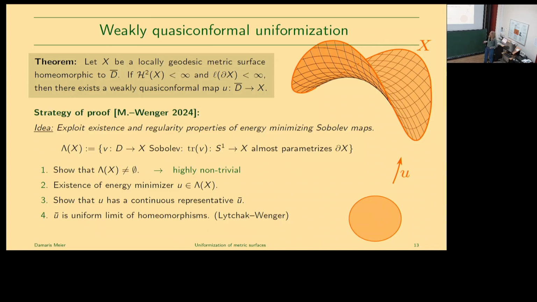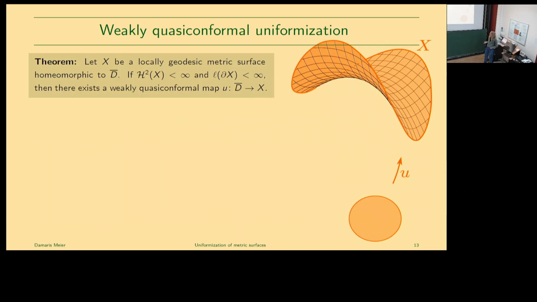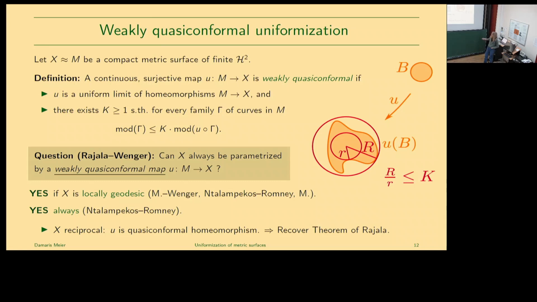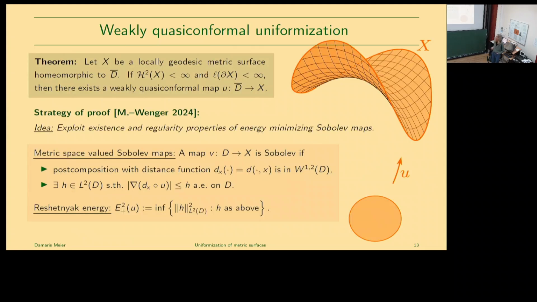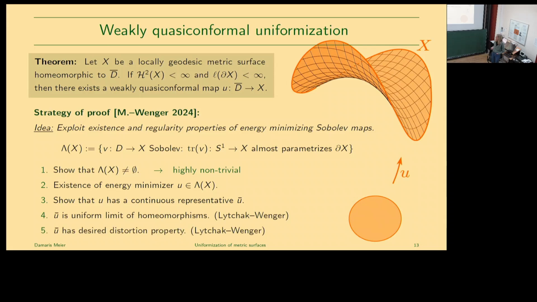So we actually can show that this k is 4 over pi. And this k in some sense measures distortion. Okay. So that's the strategy.